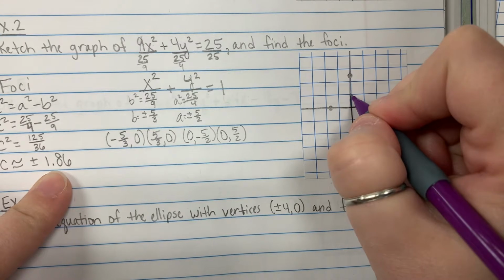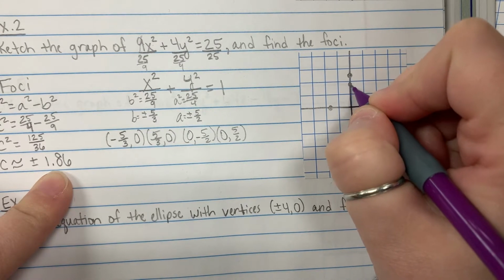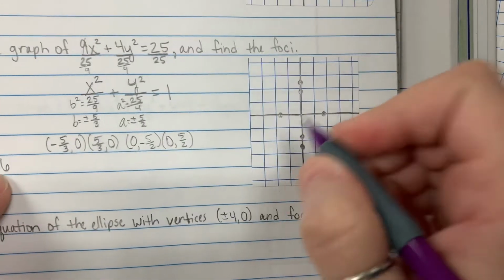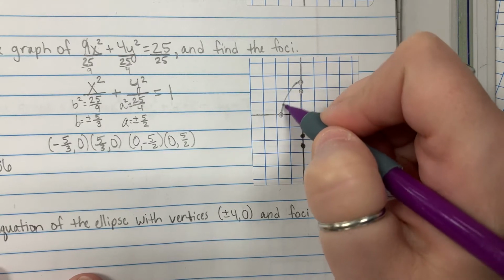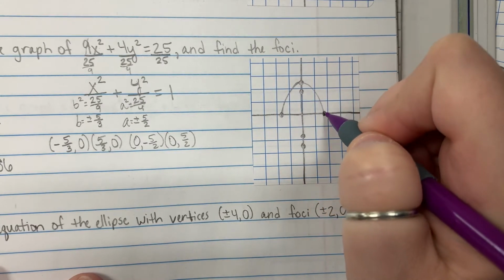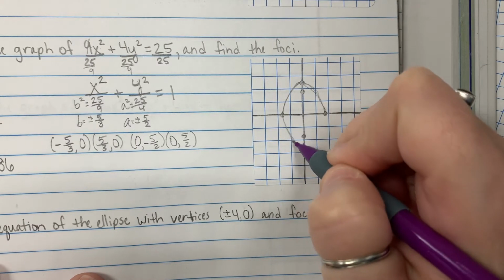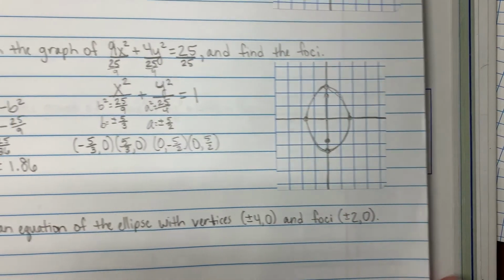So 1.86 would be, I'm going to call it about right here. And then same thing down this direction. And then you can sketch that out as good as possible. That looks about like that.